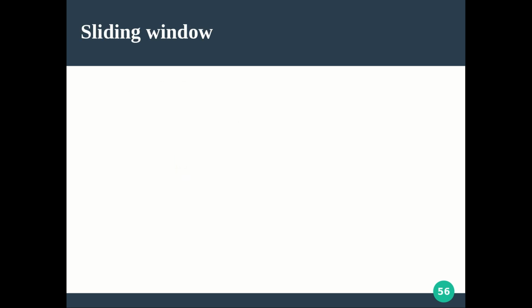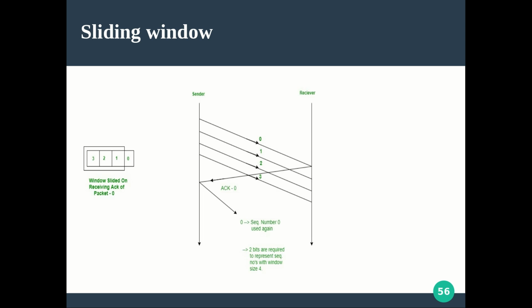In addition to that, pipelining with a sliding window, we generally call it a sliding window protocol. Why so? Because that window is sliding over the sequence of frames, and from that it is given the name. Like what I already told you, the window slides on receiving the acknowledgement.